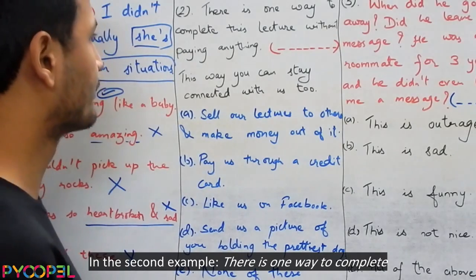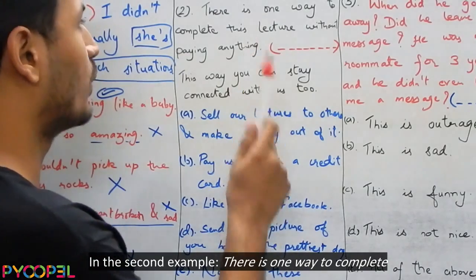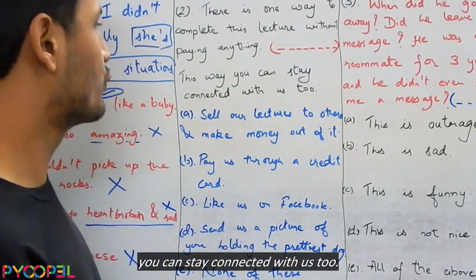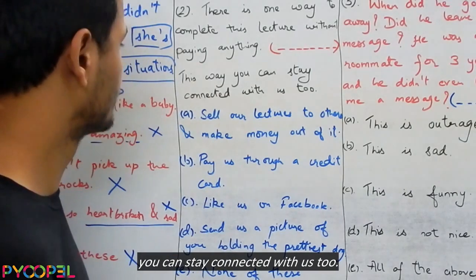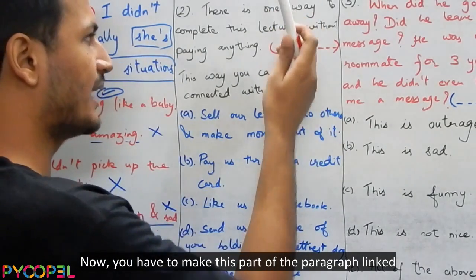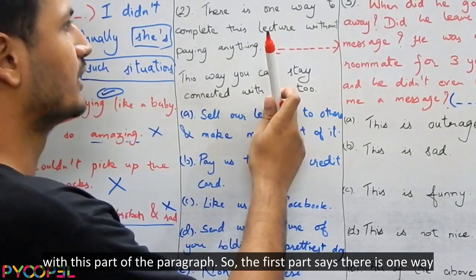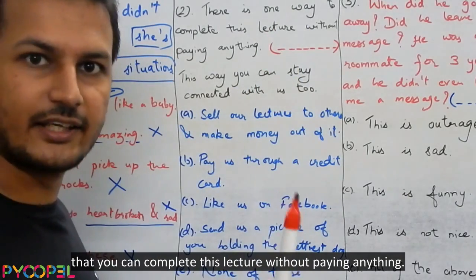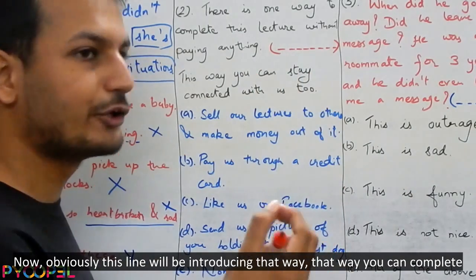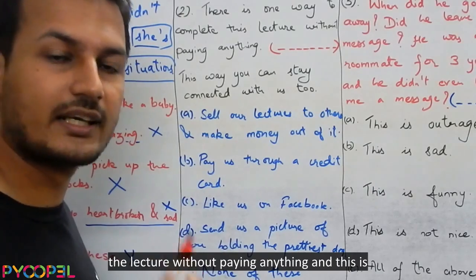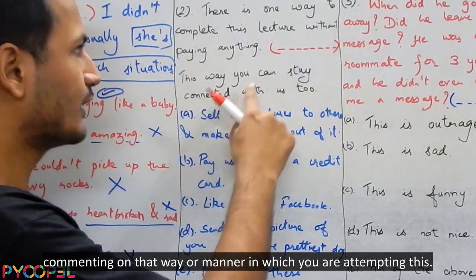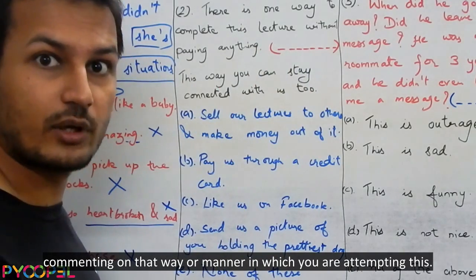In the second example, what is stated is: "There is one way to complete this lecture without paying anything. Dash. This way you can stay connected with us too." Now you have to make this part of the paragraph link with this part of the paragraph. So the first part says there is one way that you can complete this lecture without paying anything. Now obviously this line will be introducing that way, and this is commenting on that way or manner in which you are attempting this.